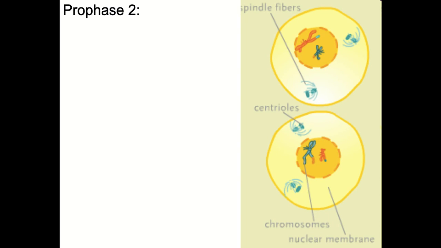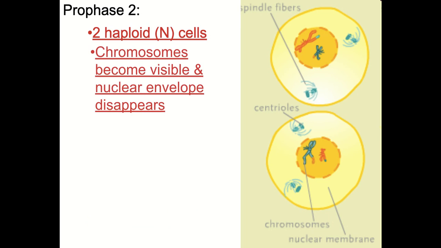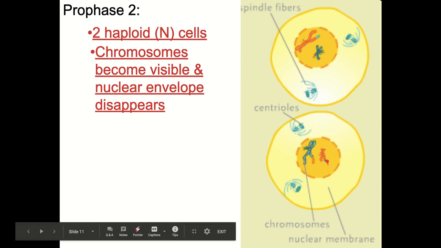Prophase II, we have our centrioles, our spindle fibers forming. Nucleus is disappearing. Now our cells are haploid, so they are just N cells. Chromosomes become visible again. So we don't have our pairs of chromosomes anymore. We just have the single X's. These are still, remember, duplicated chromosomes, still duplicated.